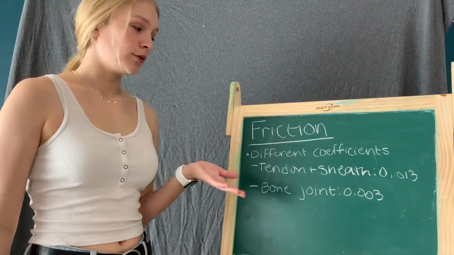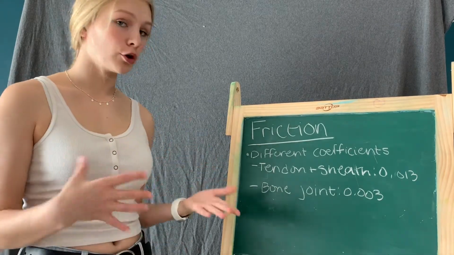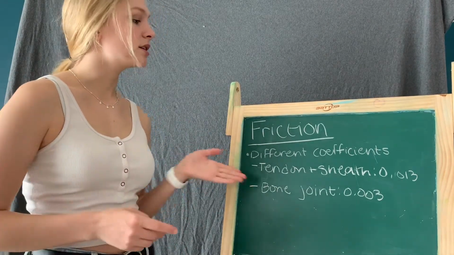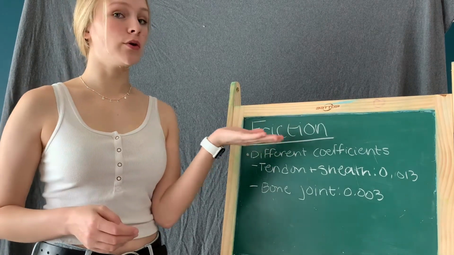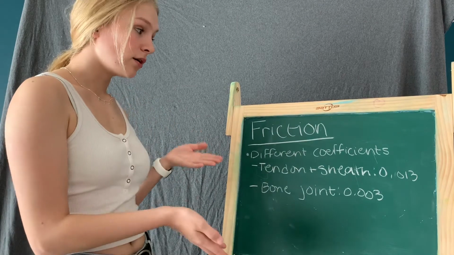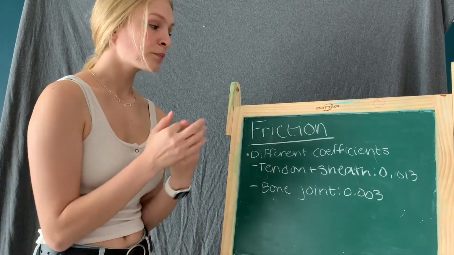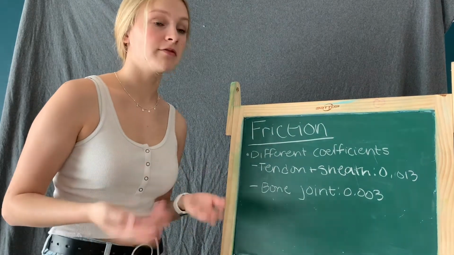Another important force within the body is the frictional force. This often occurs in different coefficients within the body, such as between the tendon and the sheath, which is 0.013, and the bone joint, which is 0.003. As you can tell, this force is much smaller than the gravitational or the electrical force. However, it is very important to the way that our body functions.